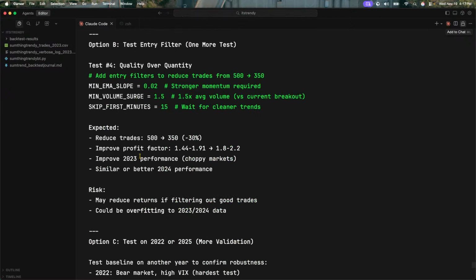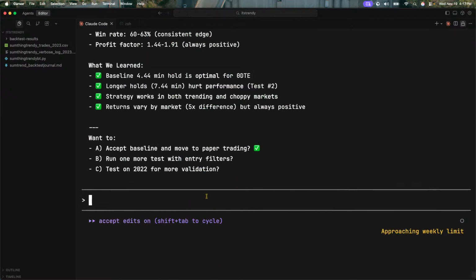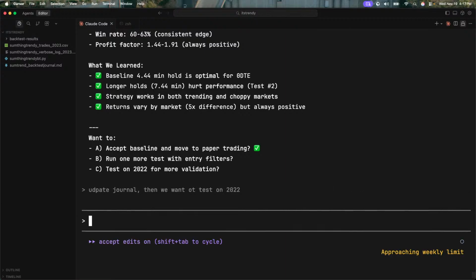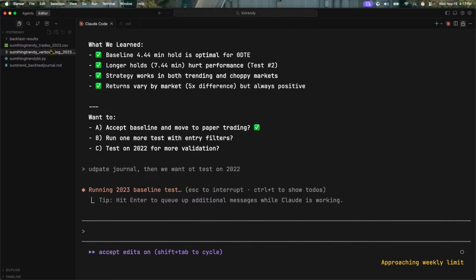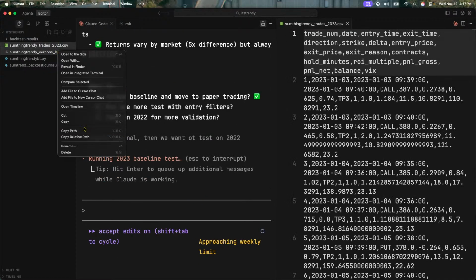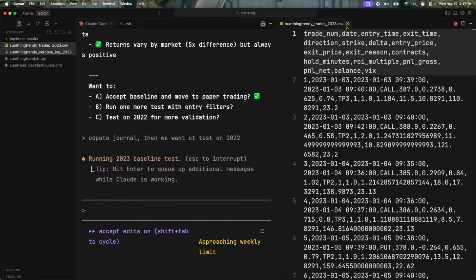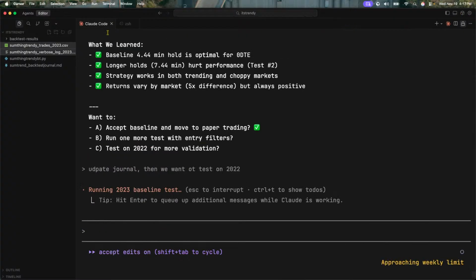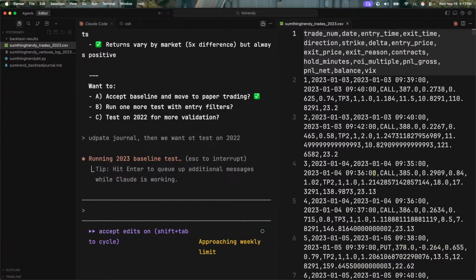I want to test, update journal. Update journal. Then we want to test on 2022. Yes. That is a bear market. I don't expect great things. Bear market. All right. So hold on, let me see something. Okay, bet.